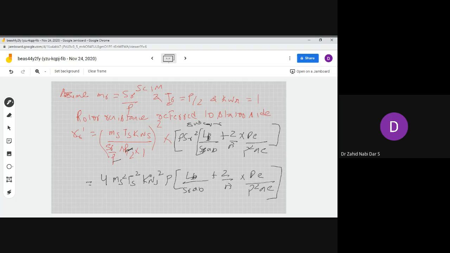This is mostly how you go about it. So this sr square and this sr square will get cancelled. We are left with only, and this p gets cancelled, this becomes 4, this comes here: 4 ms square ts square kws. Rho remains outside, lb is there, srab whatever it was there, plus 2 pi de rho square ae.